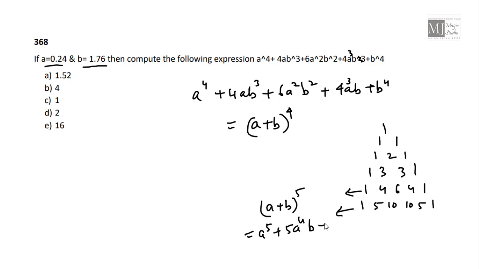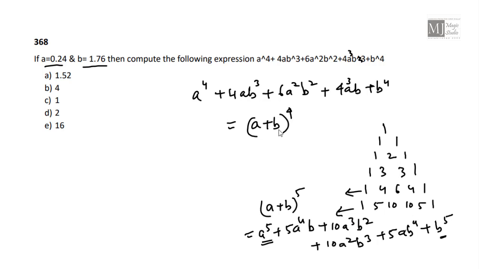That is a to the power 5 plus 5a 4b plus 10a cube b square plus 10a square b cube plus 5ab4 plus b to the power 5. Just mind it, we will start with the highest power of a, we'll keep on reducing the power of a and increasing the power on b, and the end will end up with the highest power of b.